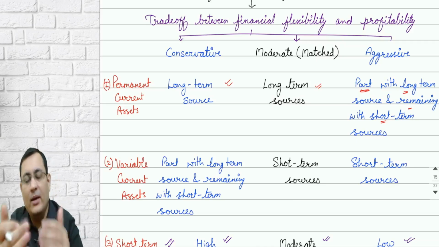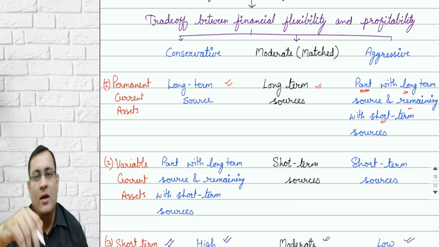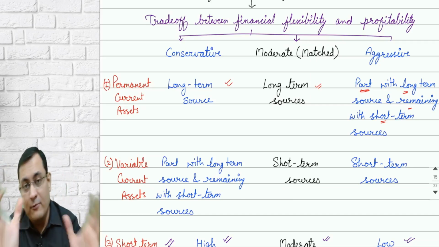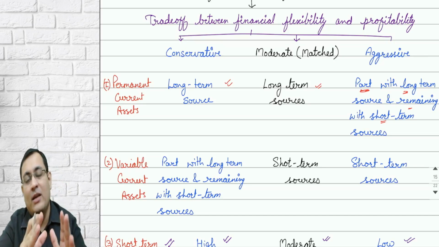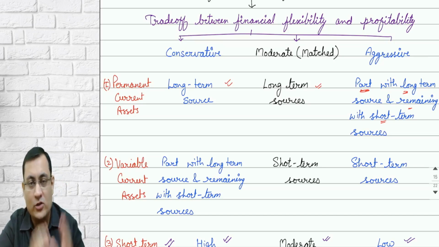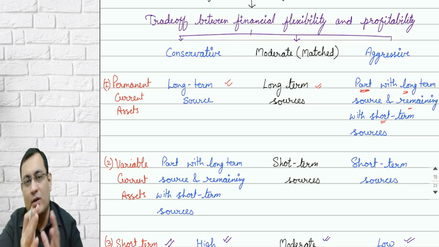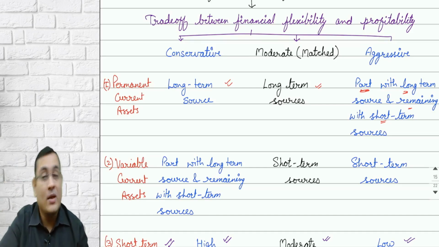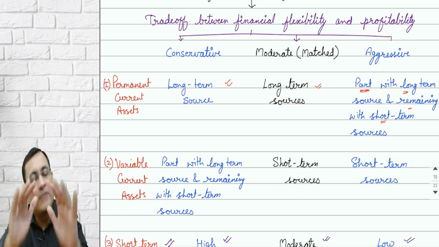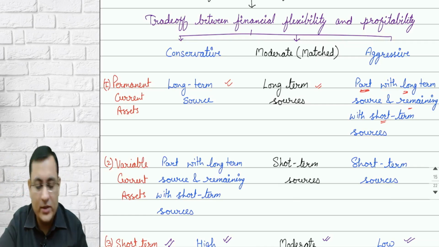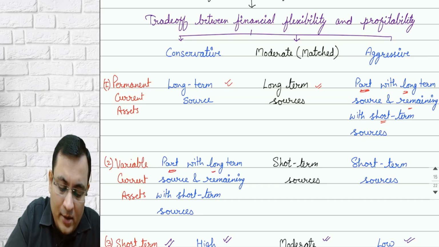Next, coming to variable current assets, that additional current asset which we will be holding to meet peak season demands. In that case, the conservative, being a risk-averse person, will always try to avoid short-term obligations, which bring short-term crisis. So they want to avoid short-term finance. Of course, this is going to hit their profitability also. Conservative, taking less risk, will get less rewards, less profits. So even for variable current assets, they finance part with long-term and the remainder with short-term.